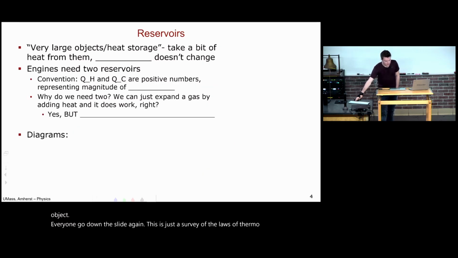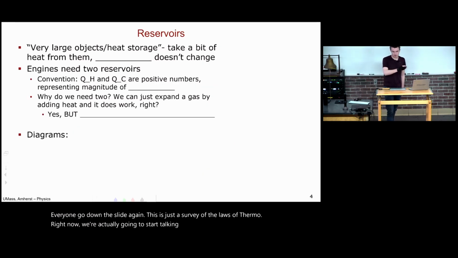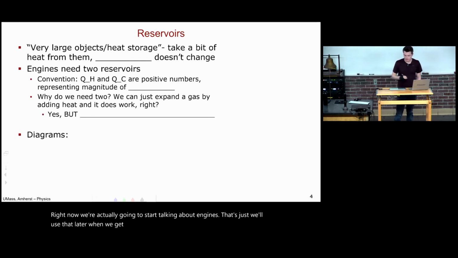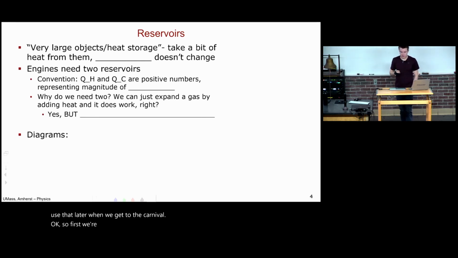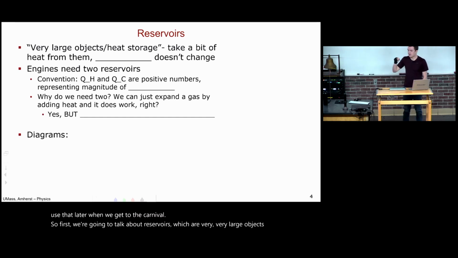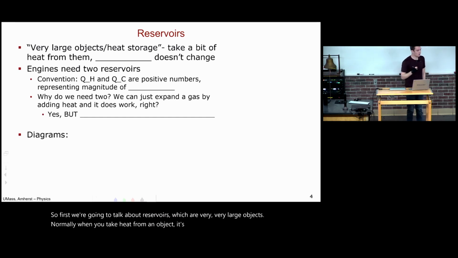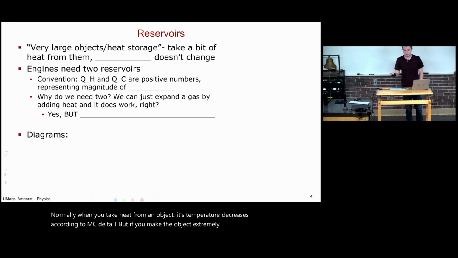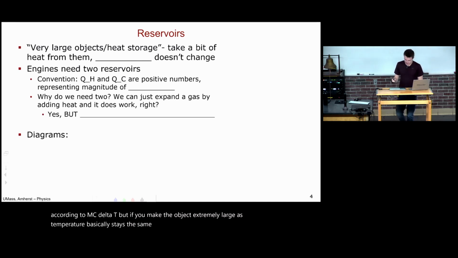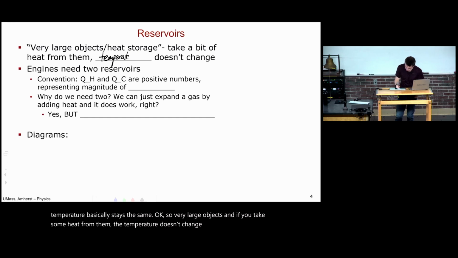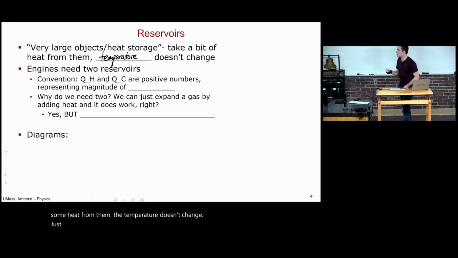All right, now we're actually going to start talking about engines. We'll use that later when we get to the Carnot cycle. Okay, so first we're going to talk about reservoirs, which are very, very large objects. Normally when you take heat from an object, its temperature decreases according to MC delta T. But if you make the object extremely large, its temperature basically stays the same. So if you take some heat from them, the temperature doesn't change, just because they're so big.